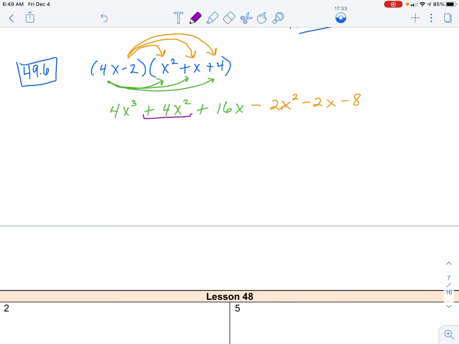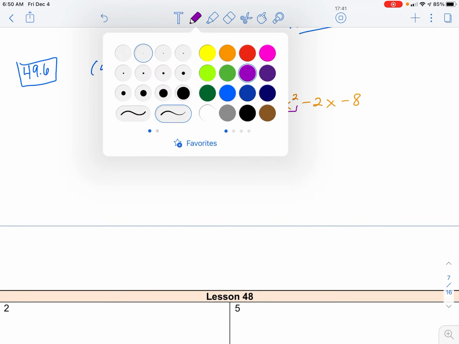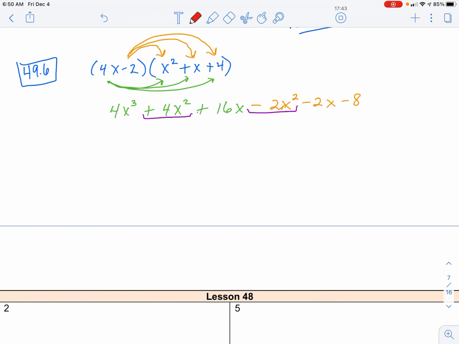So the final answer here, I've got to find if I have any like terms, and I do. I have a 4x squared and a negative 2x squared, and I also have 2x terms here, a 16x and a minus 2x. So let's write out what we have as our final answer. So I have 4x to the 3rd power. My x squareds are 4x squared minus 2x squared, which is a positive 2x squared. My x's, I have 16 minus 2, which is 14x, minus 8.